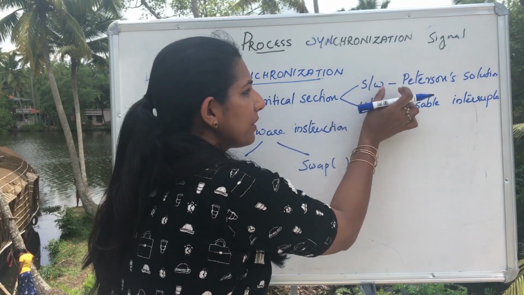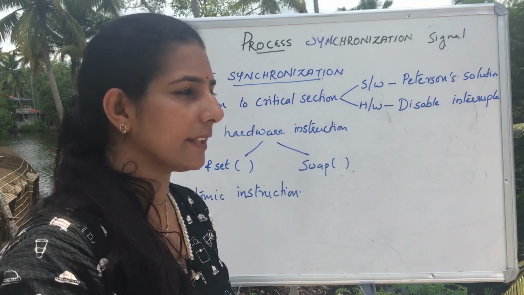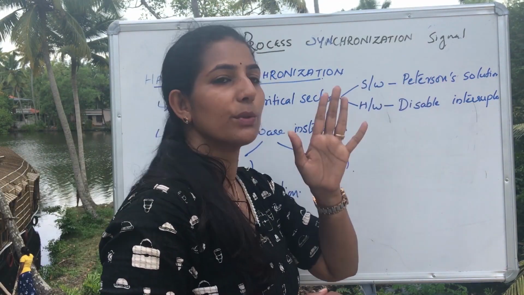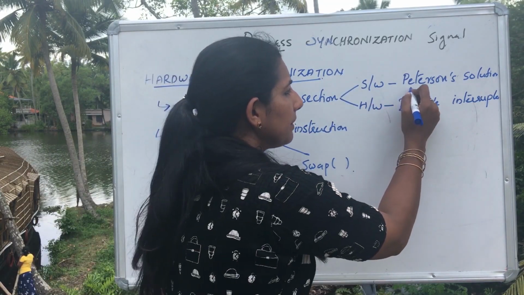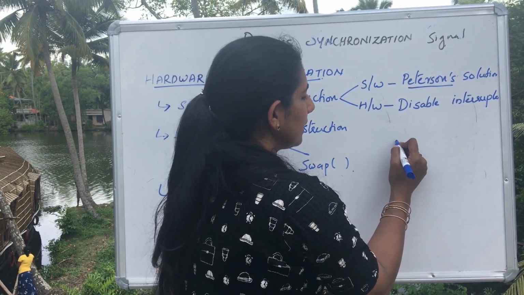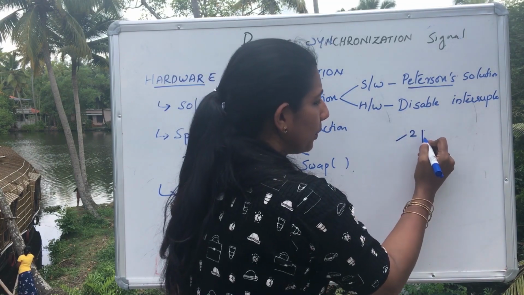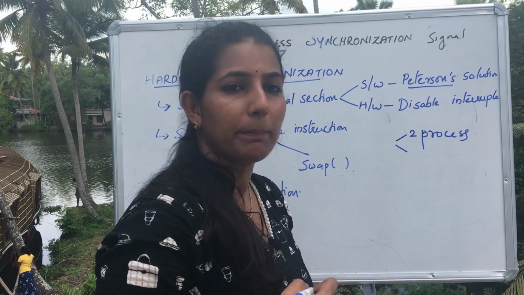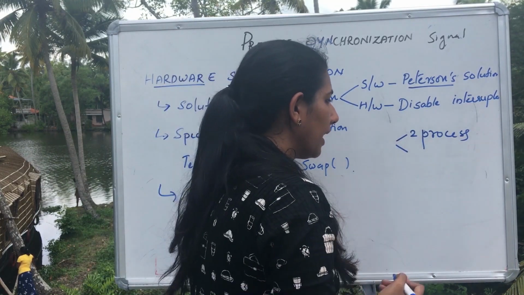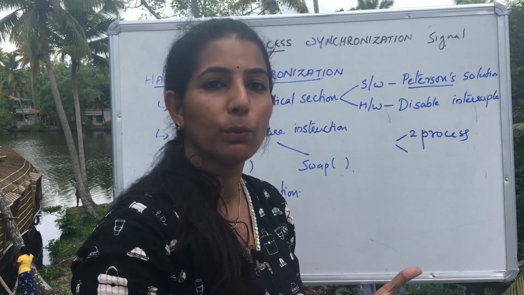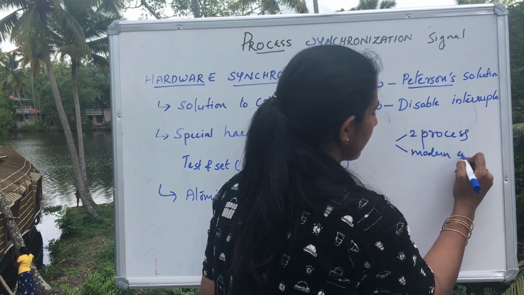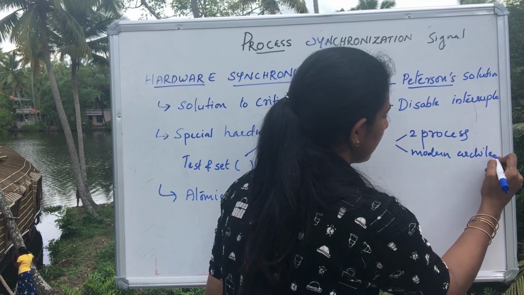The software solution we saw was Peterson's solution in the previous video. You can refer to the previous video to understand Peterson's solution in a better way. The limitation of Peterson's solution was that it is applicable only to a maximum of 2 processes. That was the first drawback, and it is not adaptable to modern computer architecture. So we don't know whether it will work in modern computer architecture. That was a restriction to Peterson's solution.